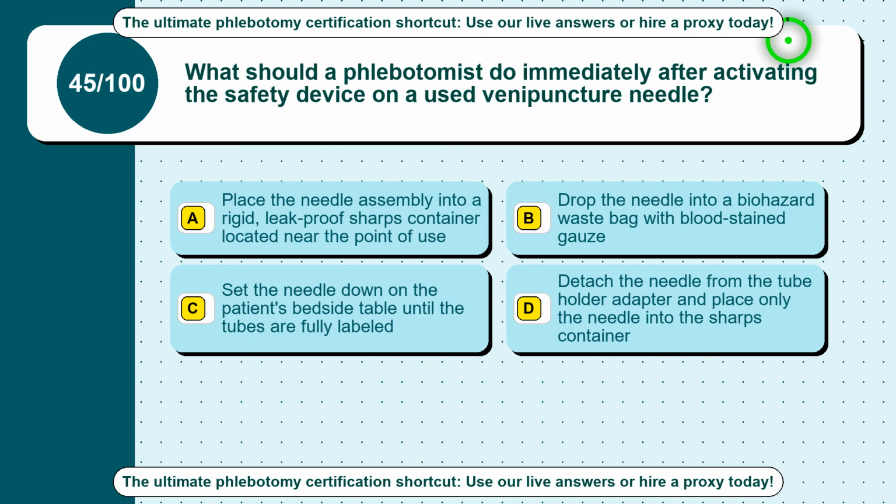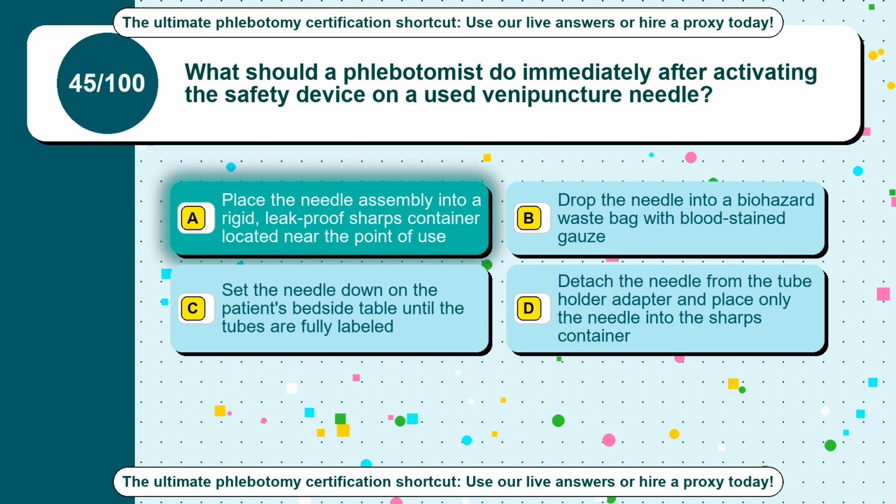Question 45. What should a phlebotomist do immediately after activating the safety device on a used venipuncture needle? Option A. Place the needle assembly into a rigid, leak-proof sharps container located near the point of use. Option B. Drop the needle into a biohazard waste bag with blood-stained gauze. Option C. Set the needle down on the patient's bedside table until the tubes are fully labeled. Option D. Detach the needle from the tube holder adapter and place only the needle into the sharps container.